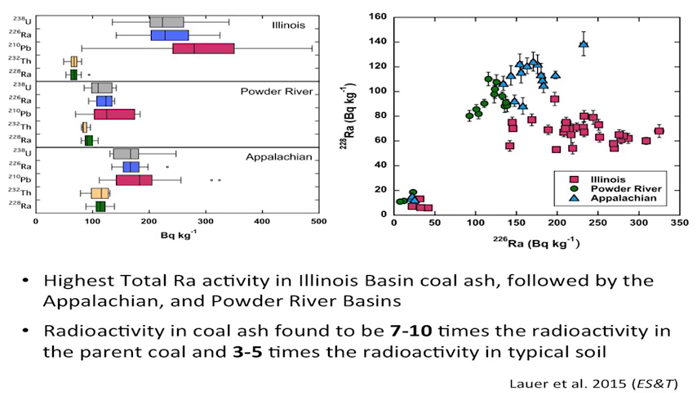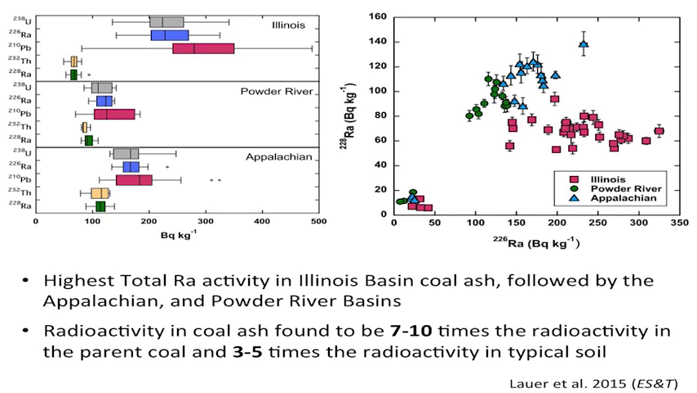And we found that the total radium activity from coal ash is highest in coal ash coming from coals from the Illinois Basin. And this is then followed by the Appalachian Basin. And finally, coal ash associated with the Powder River Basin had the lowest total radium activity. We found that in general, across the board, the radioactivity in coal ash is about 7 to 10 times the radioactivity of the parent coal. And it's about 3 to 5 times the radioactivity of average values that we see for soils.